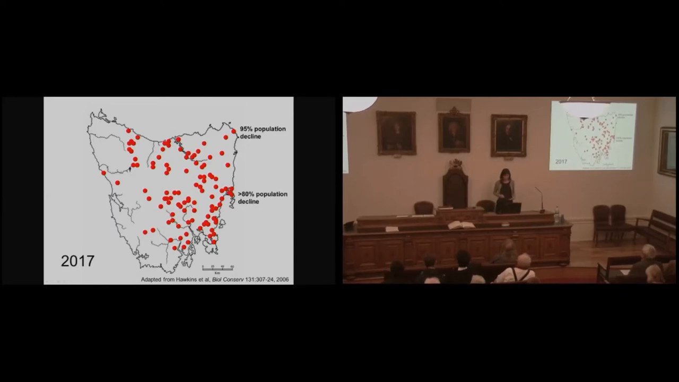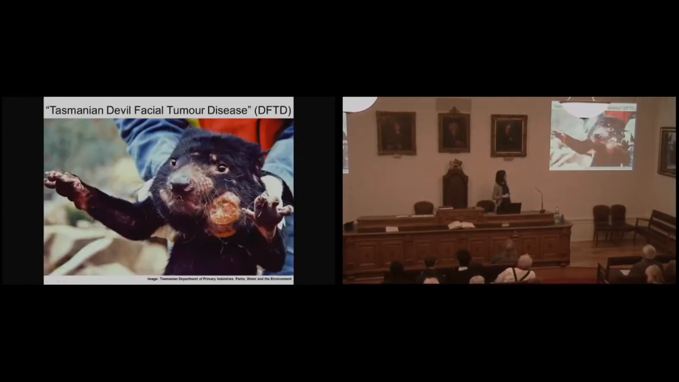So I wanted to tell you a bit more about the disease. What is this disease? Well, it was given the name in the early 2000s, Tasmanian Devil Facial Tumour Disease, or DFTD for short. And it was described as a disease that leads to the appearance of tumours on the face or inside the mouth of affected Tasmanian devils. This is a very typical case here. So you can see these large ulcerating tumours on the face of this animal.